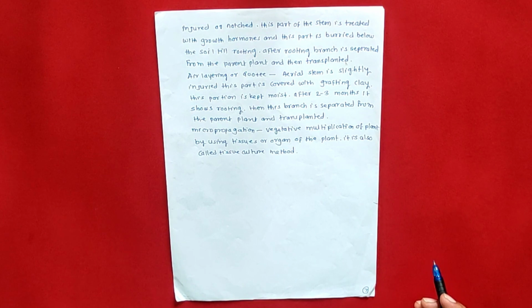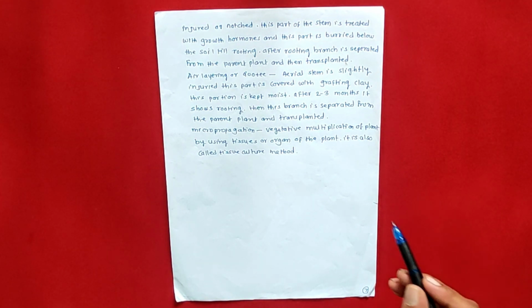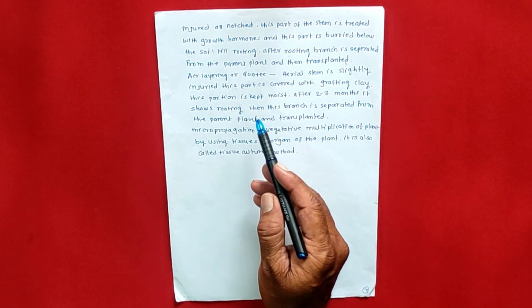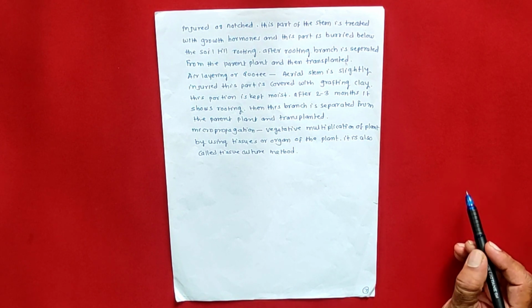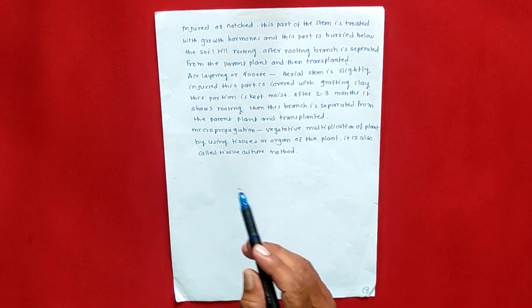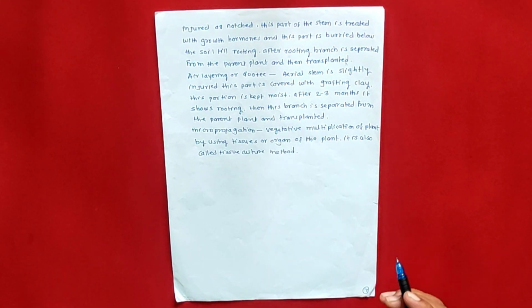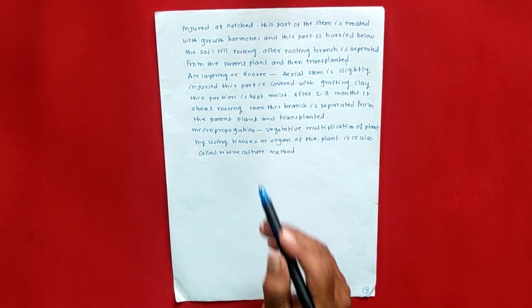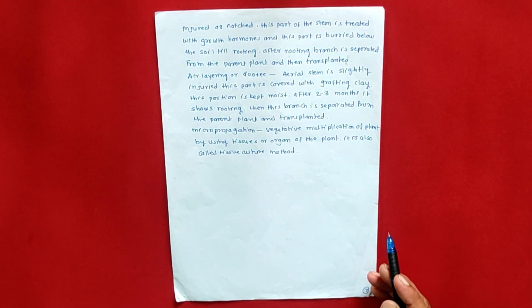Then air layering or gootee. The stem is slightly injured. This part is covered with grafting clay. This portion is kept moist. After 2 to 3 months, it shows rooting. Then this branch is separated from the parent plant and transplanted.